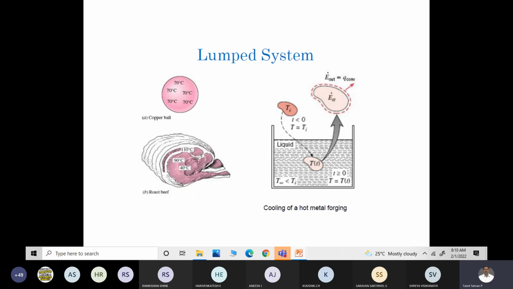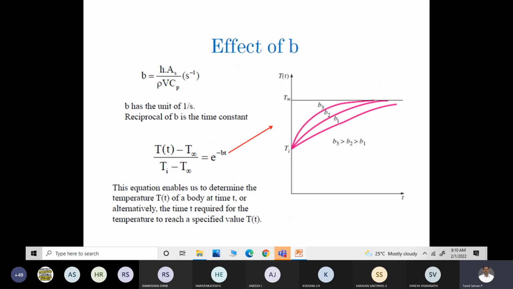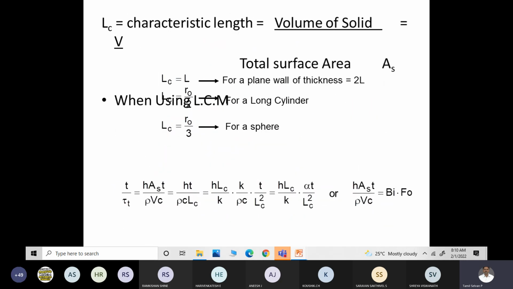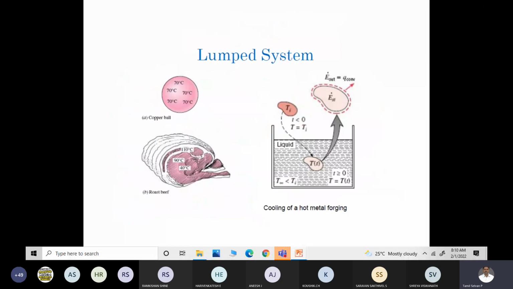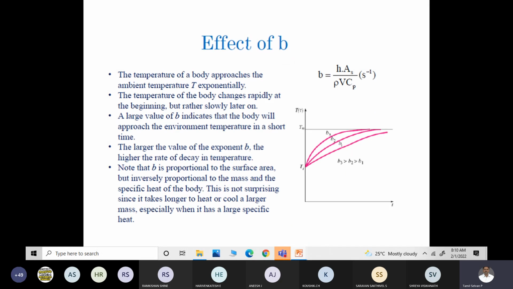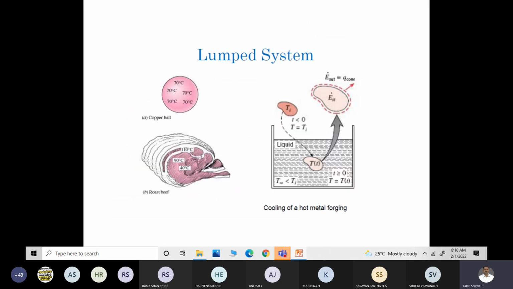Now when we talk about the lumped system, there are several methods by which we can find the solution. One particular system is said to be a lumped system. Why is it said to be a lumped system? Because, as I mentioned earlier, we drop a solid which is at a very high temperature into a fluid which is at a much lower temperature. Now there is one heating process known as Newtonian heating, and one cooling process known as Newtonian cooling.